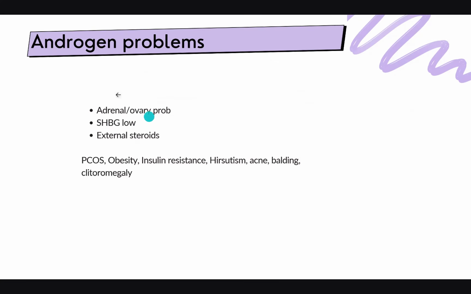So whatever leads to increased androgens leads to the following diseases. Okay, it leads to polycystic ovarian syndrome, and this leads to insulin resistance. And again, what are the effects of androgen?